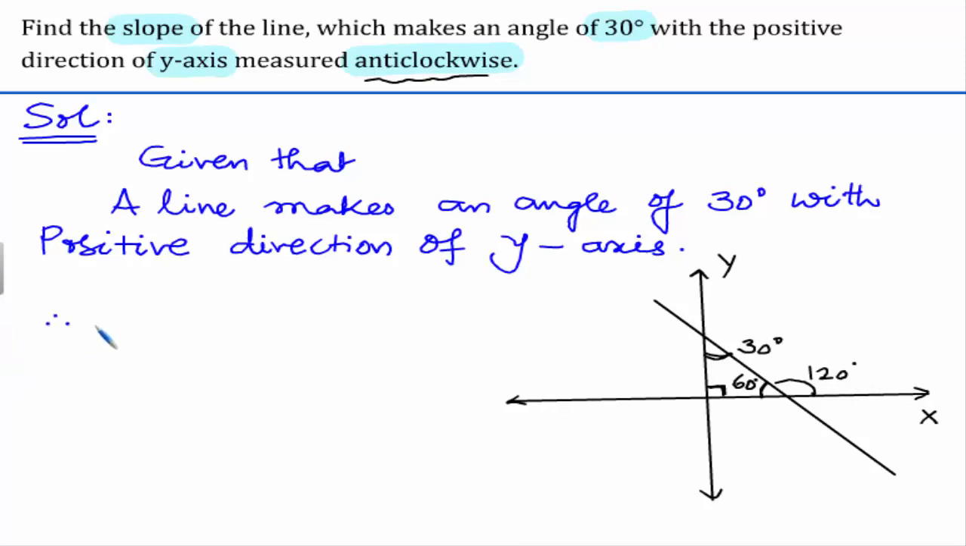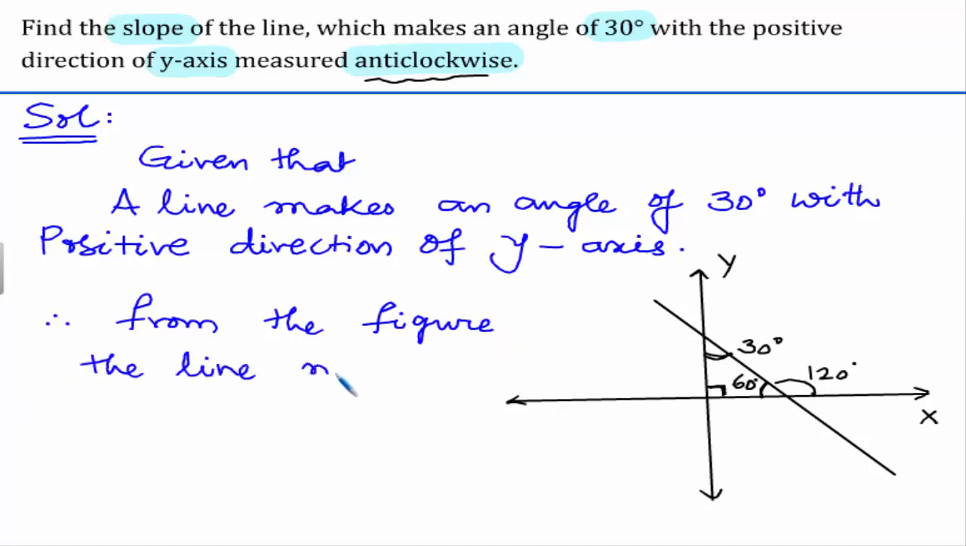So what can we write here? From the figure, we can understand the line makes 120 degrees with the positive direction of x-axis.